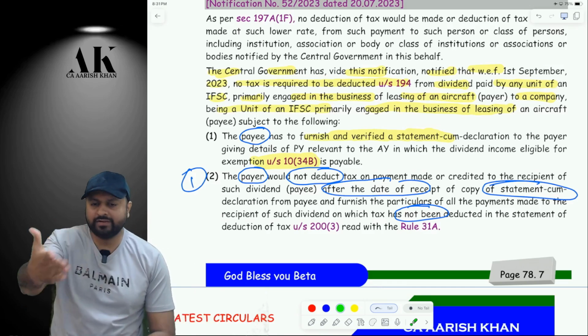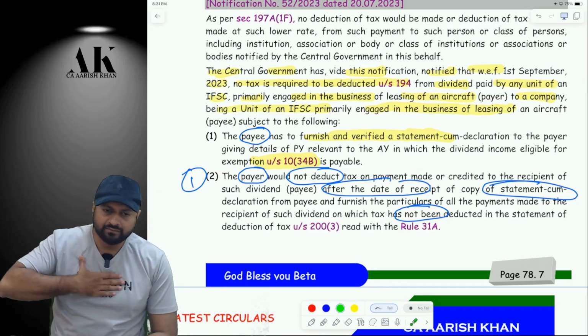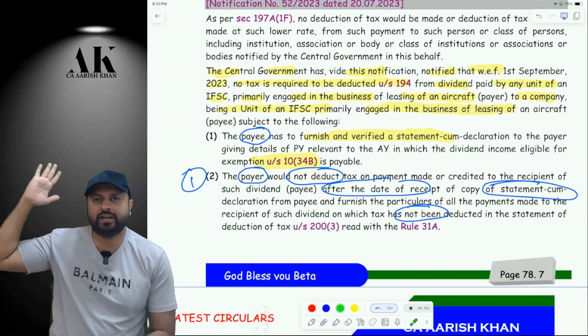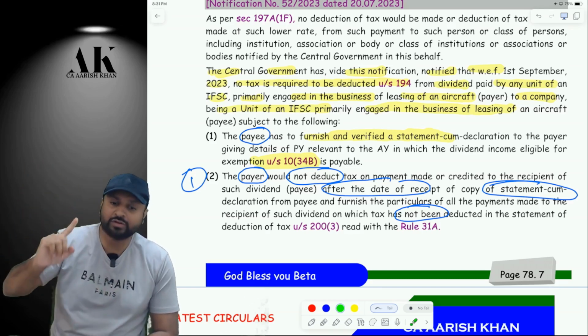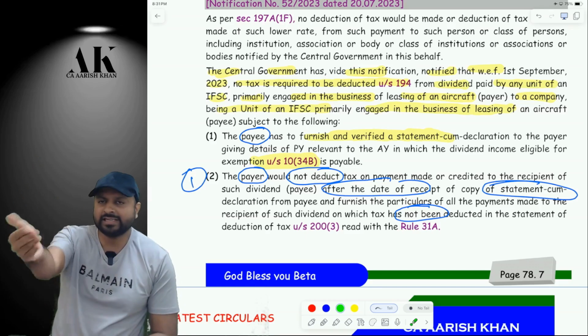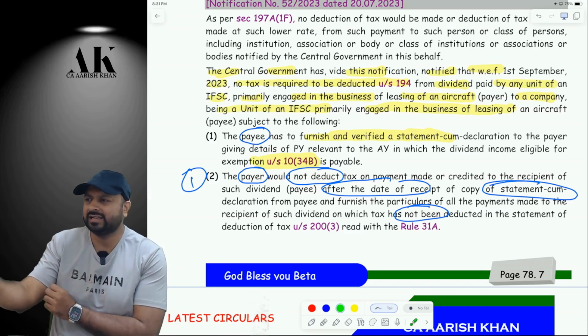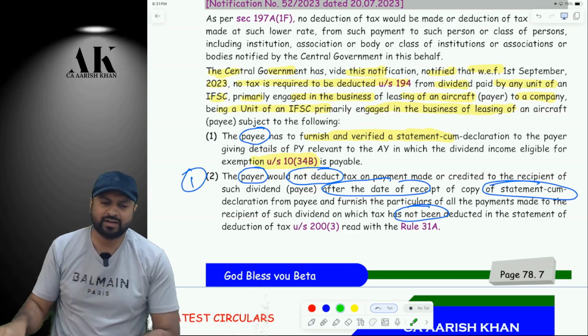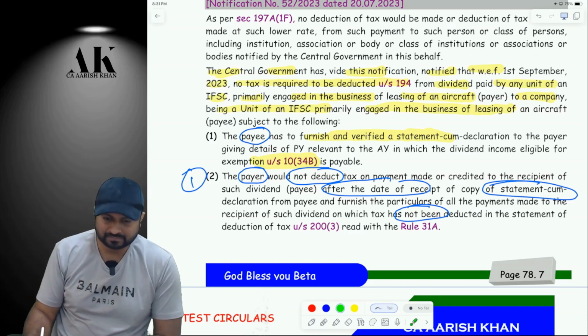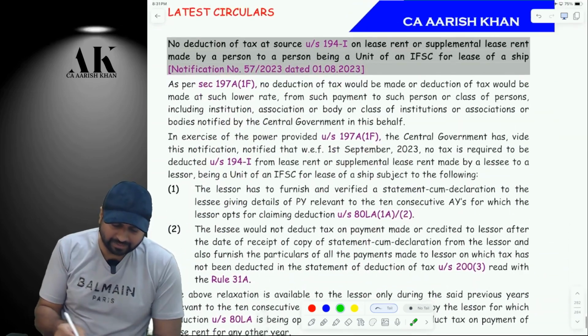So the payee has to give declaration to the payer, and the payer will not deduct TDS after the receipt of declaration. Before the receipt of declaration, he has to deduct TDS. And once he receives the declaration, don't deduct TDS. Just mention in the TDS returns that this assessee is exempt under 10(34B). Are you clear?